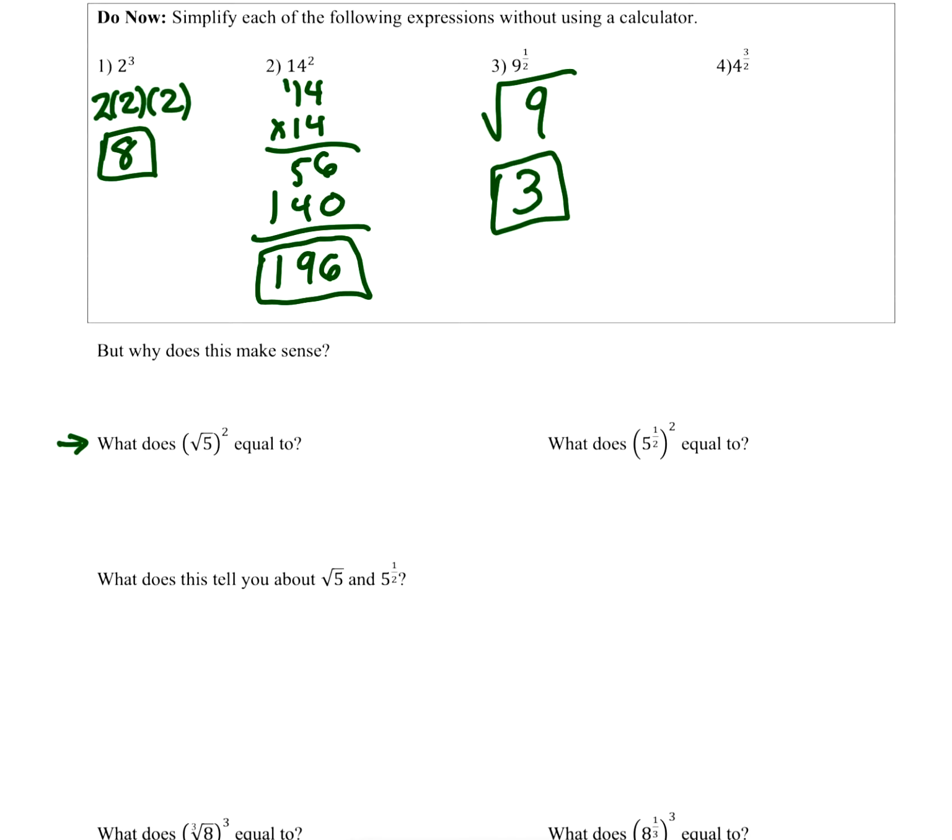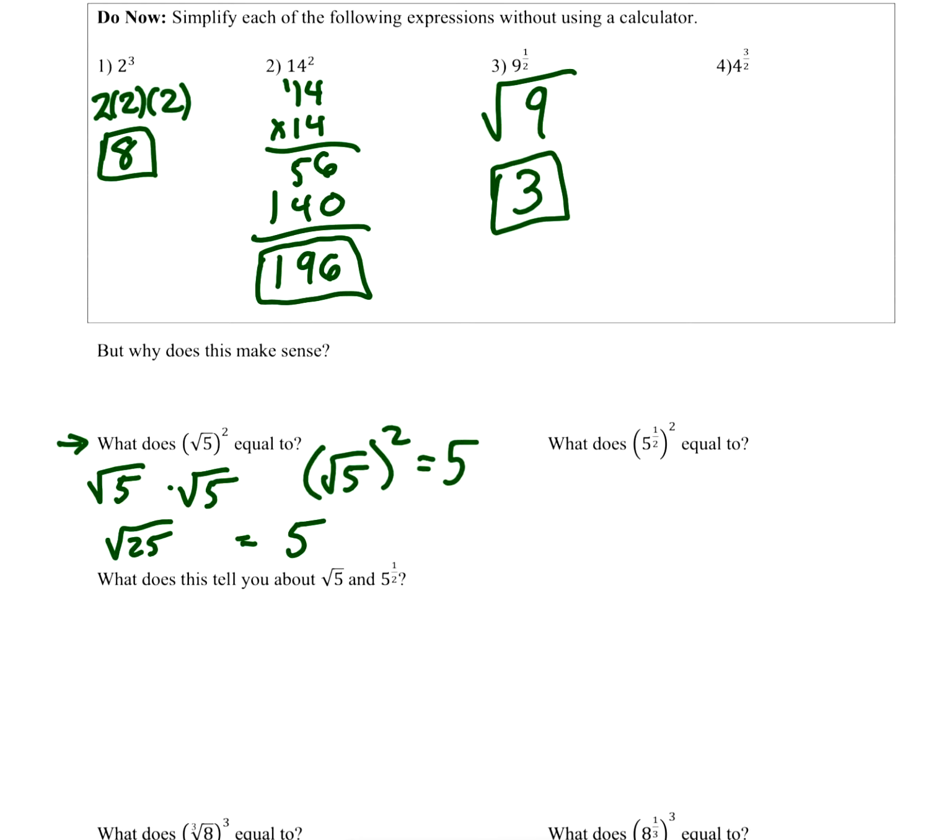Well, radical 5 squared would be radical 5 times radical 5. And remember, when we multiply square roots, we multiply what's on the inside, the radicand. So that'd be radical 5 times 5, which is 25, which is 5. So we can say radical 5 squared is equal to 5.